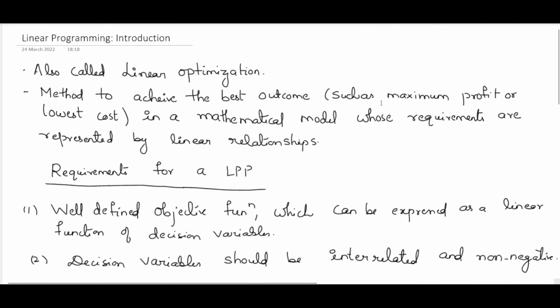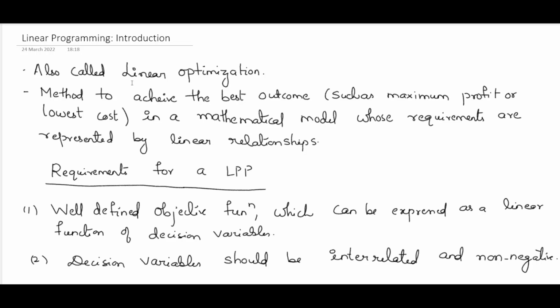So today I will start the fourth module, that is linear programming. Linear programming, from the word linear, it will show the linear relationship between variables. So it is also known as linear optimization. Now the question comes: what is optimization?